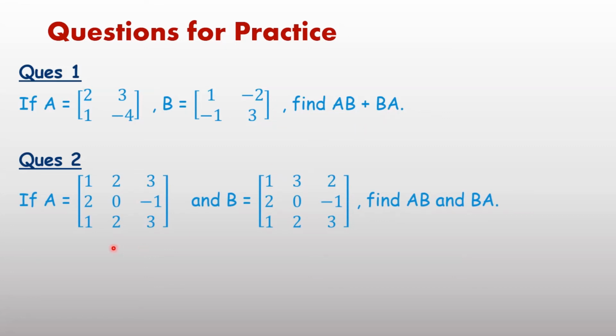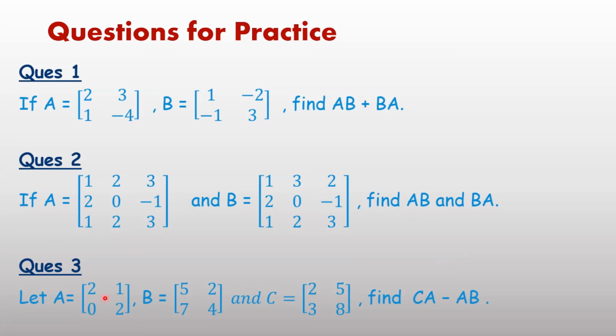Second question: matrix A is given, matrix B is given. Again, you have to find the value of AB and BA. In the third question, three matrices A, B, C are given. Find CA minus AB. First find C into A. The order of matrix A is 2 by 2, matrix B is 2 by 2, and C is 2 by 2. You have to find the value of CA, then find the value of AB and subtract. In this process, you can complete these three questions and give the answers.